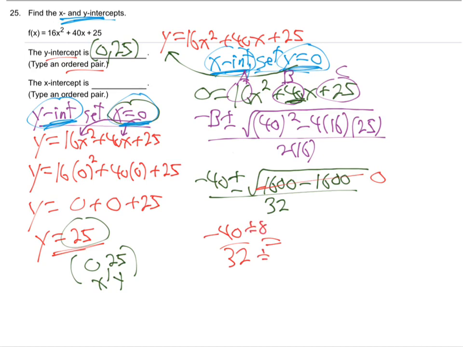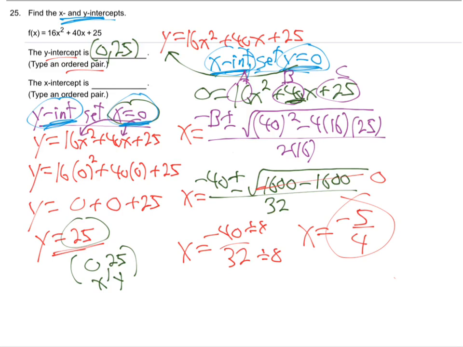Divide top and bottom by 8. Oh, by the way, this is what x equals, isn't it? X equals, dividing top and bottom by 8, minus 5/4. There it is. Oh, actually it wants an ordered pair again, so that's going to be (minus 5/4, 0), right? Because y equals 0 led to x equals minus 5/4. So x is minus 5/4, y is 0. That's the x-intercept for that one.